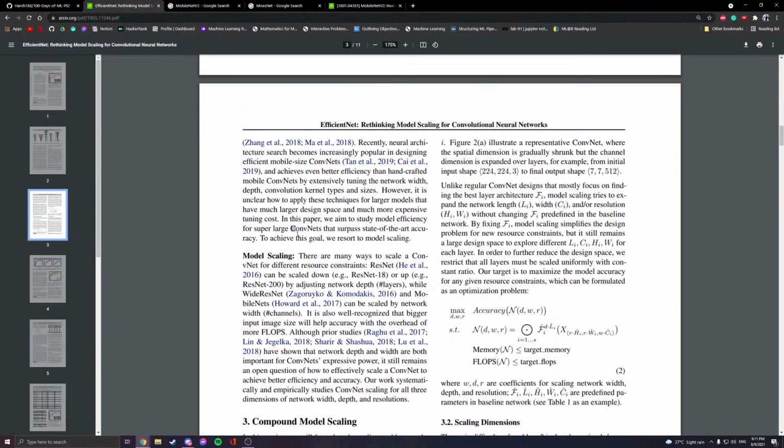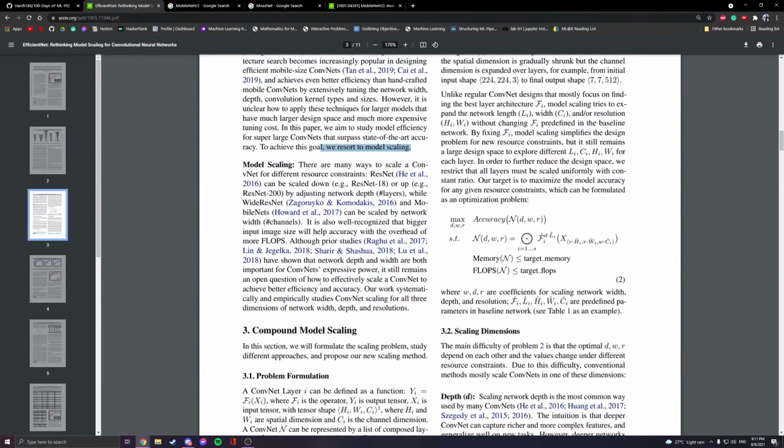So to achieve this goal, what they resort to is model scaling, uniform model scaling, which they propose in this paper. And the final section just talks about the process of scaling a model, giving an example that ResNet can either be scaled down or up by adjusting the depth, and other architectures like wide ResNet can be scaled using the width, the number of channels.